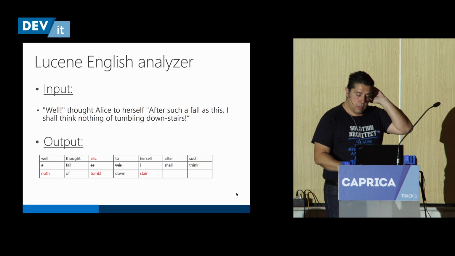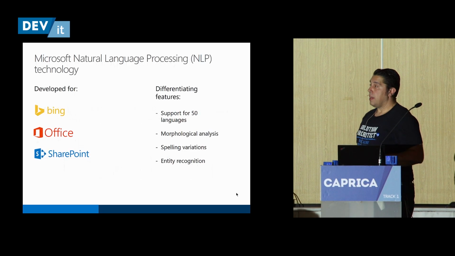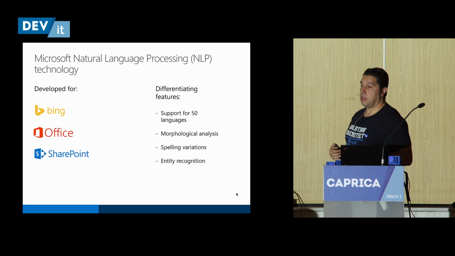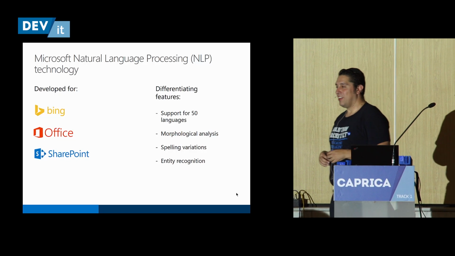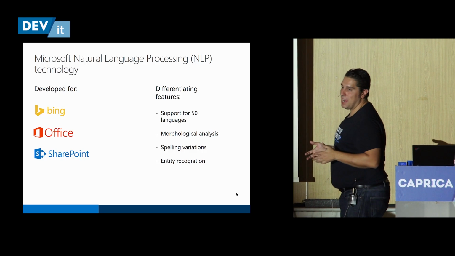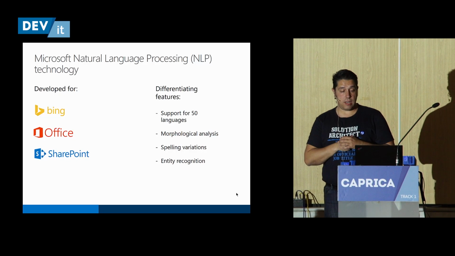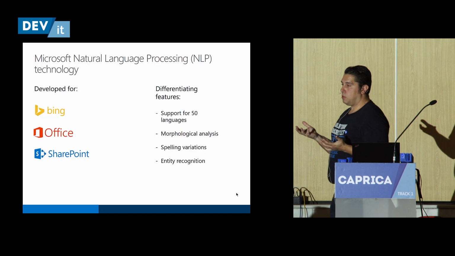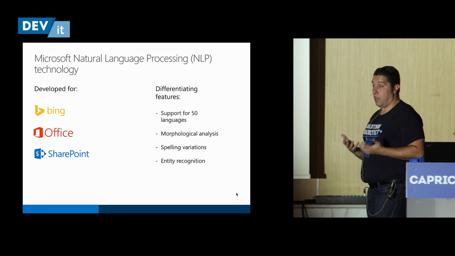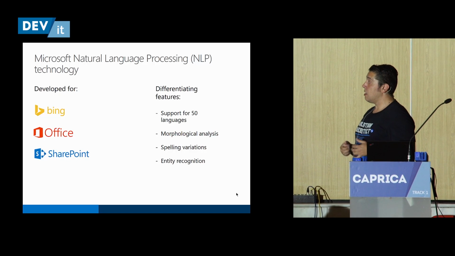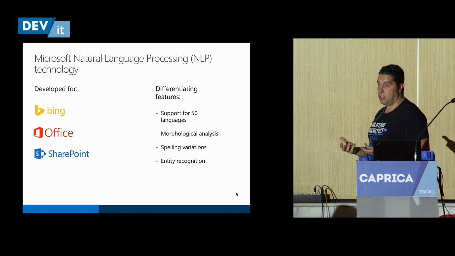So Azure Search uses Lucene, because it's based on Elasticsearch. So no surprise there. It's built on Elasticsearch. So it uses Lucene, but we didn't like that too much because we've actually invested a lot in natural language processing. We've been using it in various services like Bing, Office, and SharePoint.